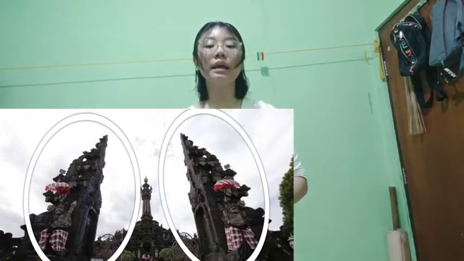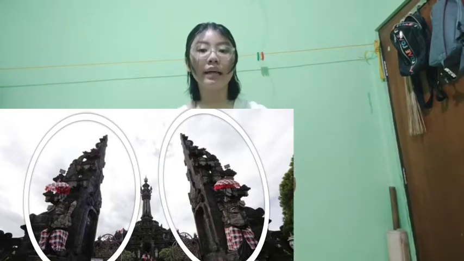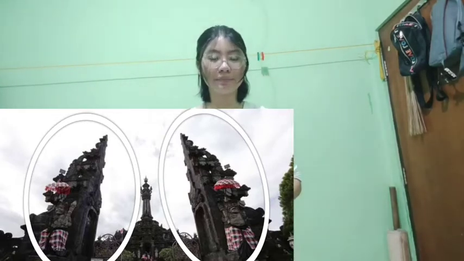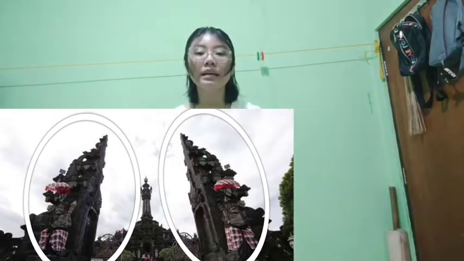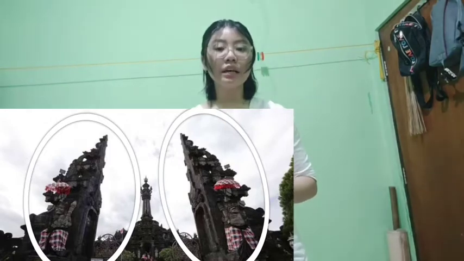Candi Bentar is the name for a gate building in the form of two similar buildings that are mirror symmetry, limiting the left and right sides of the entrance. Candi Bentar is also part of the building as a symbol of the positive and negative attributes of life.